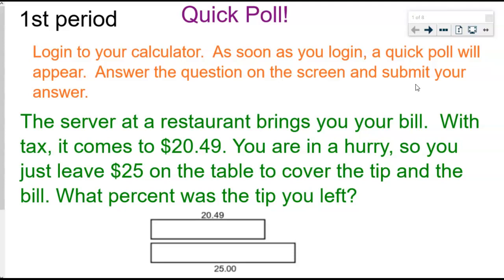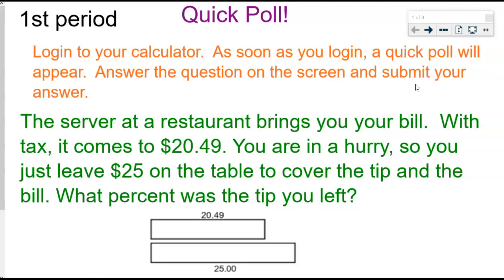What is the question asking? Well, let's read the problem first. The server at a restaurant brings you your bill. With tax, it comes to $20.49. But nobody pays just the $20.49, right? Good people, humans, will leave your server a tip. Yeah? Good answer. Everyone should always tip their servers.